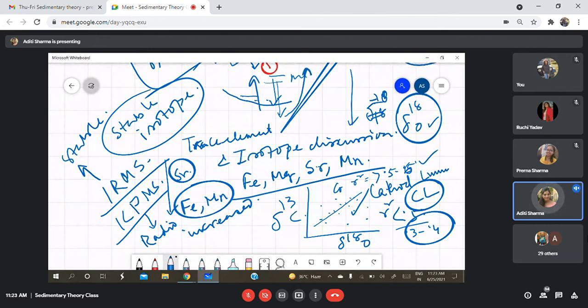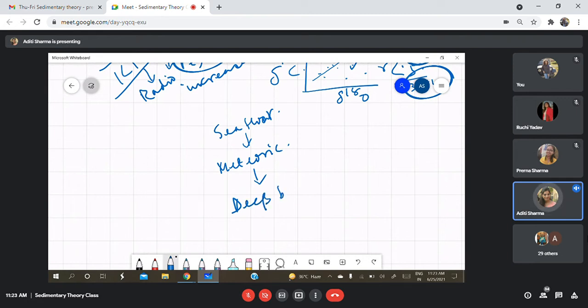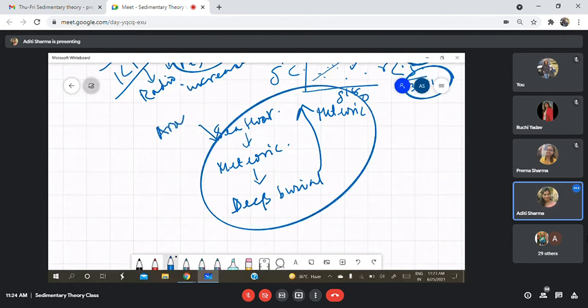So a carbonate, starting from its deposition on the sea floor, can go through multiple histories. It starts with the sea floor, then it goes to the meteoric, it goes to deep burial, it may go up again, that is the meteoric. And finally, in the process, all its original aragonite, high Mg calcite, all these now change to low Mg calcite.